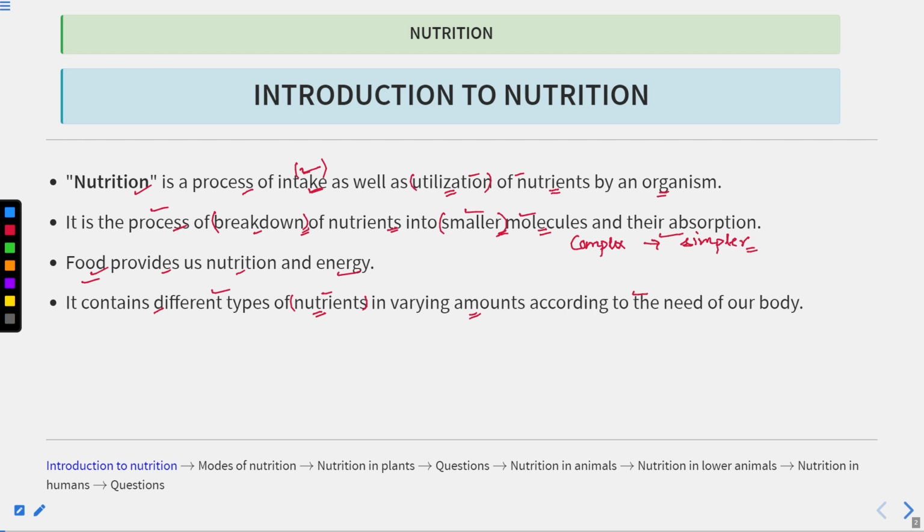All right, clear? So finally, an example. One example of a complex food can be starch or any other carbohydrate, which is broken down into glucose. And glucose provides us energy. So this is known as nutrition.